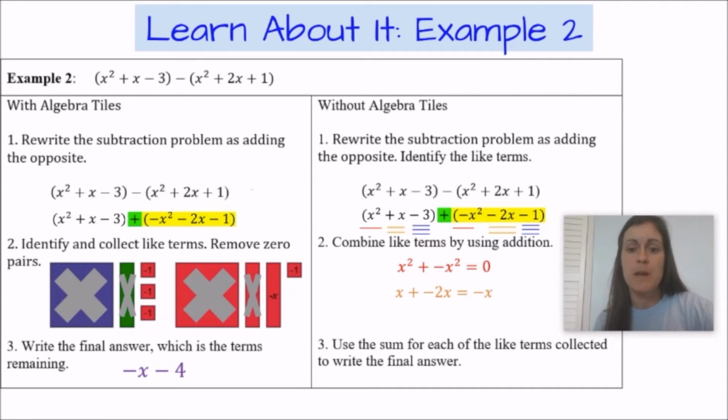Then I'll move on to my orange double underlines. X plus negative 2x is negative x. And finally, negative 3 plus negative 1, which is negative 4. You can see that my final answer is still negative x minus 4. It doesn't matter which strategy I use, and you get to pick which one you're most comfortable with.